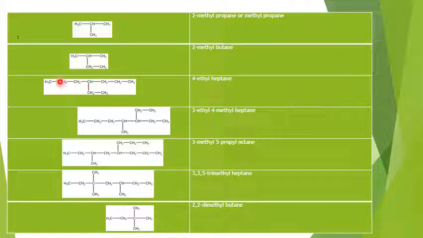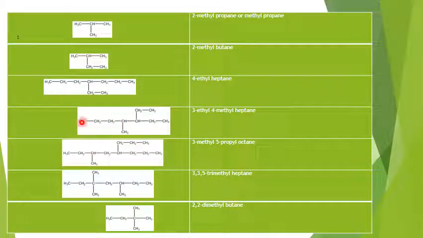All right. So next one. Find the longest chain. And it's going to be straight across. If you go down like this, it won't give you the longest chain. So if you go straight across, it's 1, 2, 3, 4, 5, 6, 7. So it's a heptane. And it has an ethyl coming off of it. Starting here or here, going left to right or right to left, it comes off in number 4. 1, 2, 3, 4. Or 1, 2, 3, 4. So it's 4-ethyl heptane.